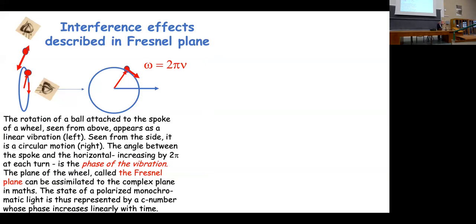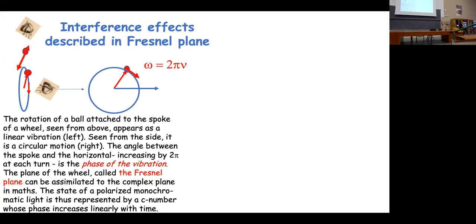Now, another important point that I want to make about Fresnel is that he described the properties of light in what is now called the Fresnel plane. It's an abstract plane in which you can represent a vibration by a motion on a circle. Consider a linear vibration, the fact that the vibration of the light field goes back and forth along a line. This is something that you can observe if you have, for example, a bicycle wheel, and you look from the top, and you suppose that you attach a ball on one of the spokes of the wheel. If you look from the top, you see this ball going back and forth according to a linear motion.